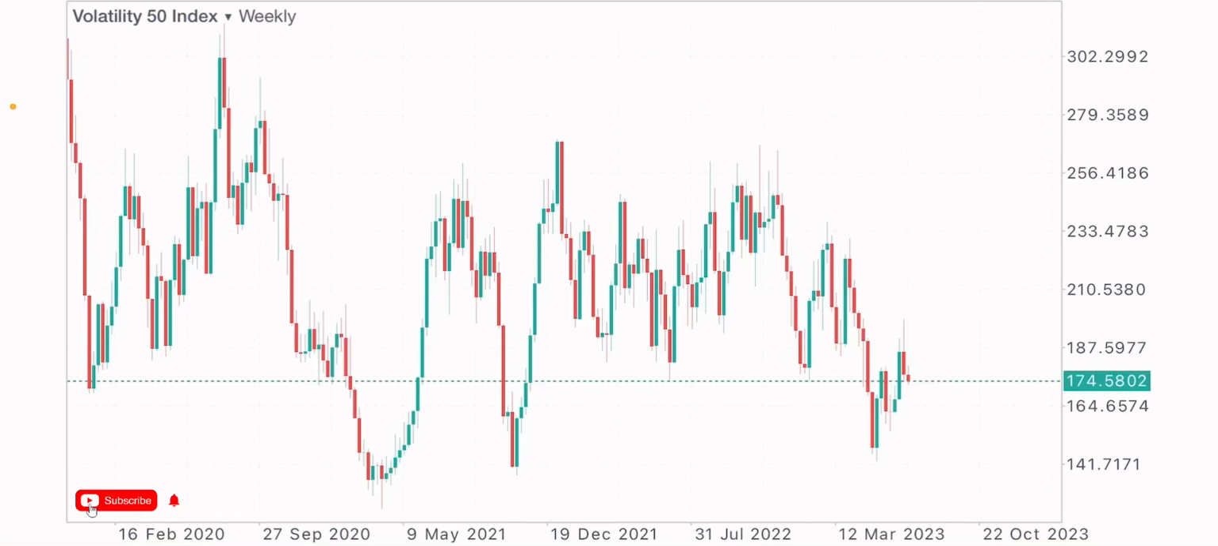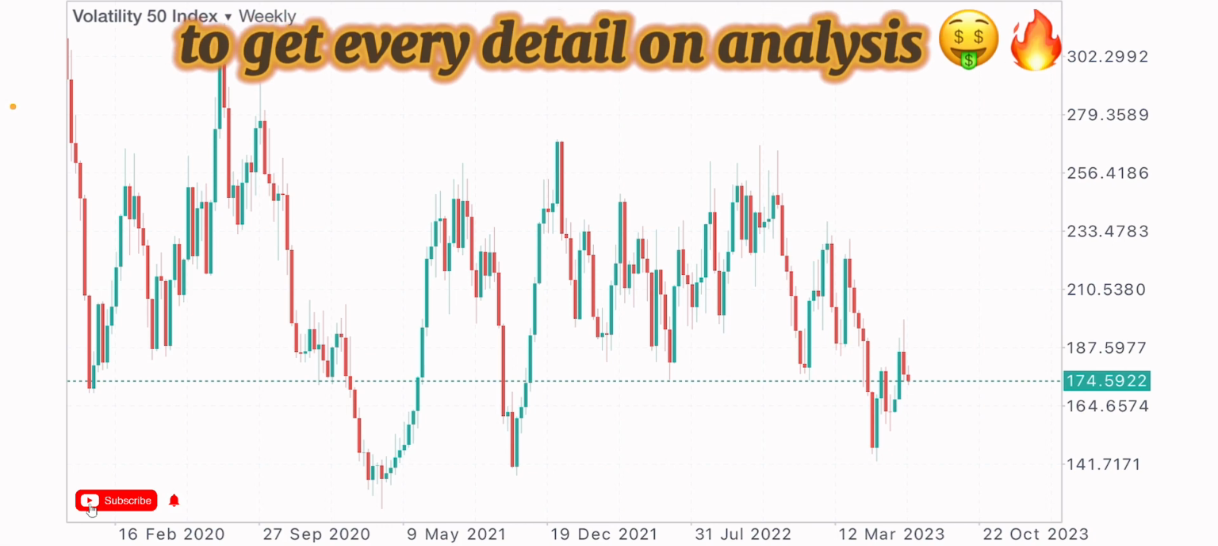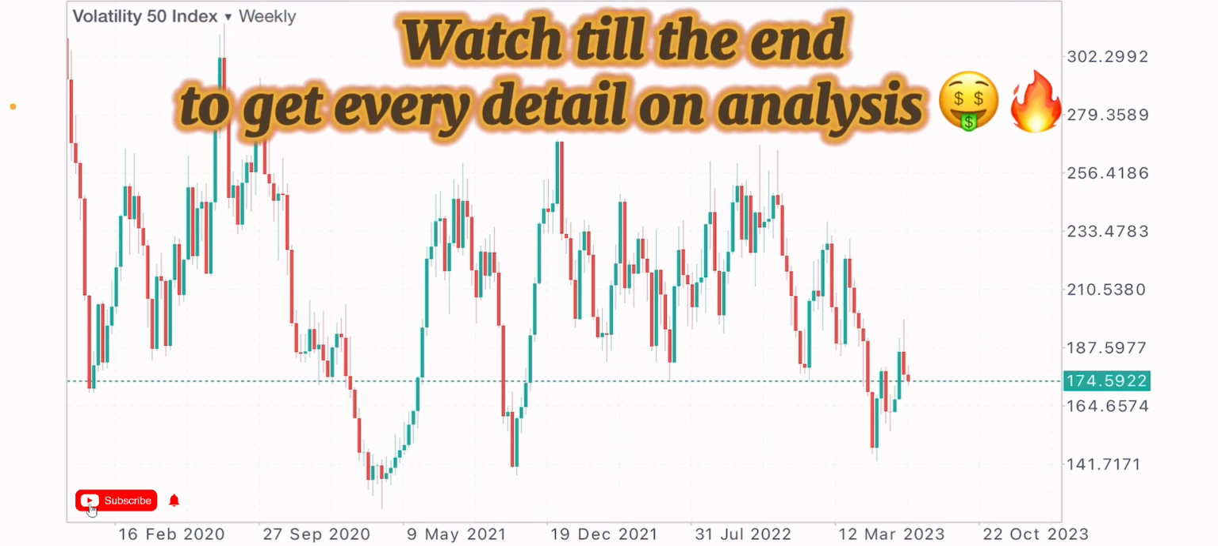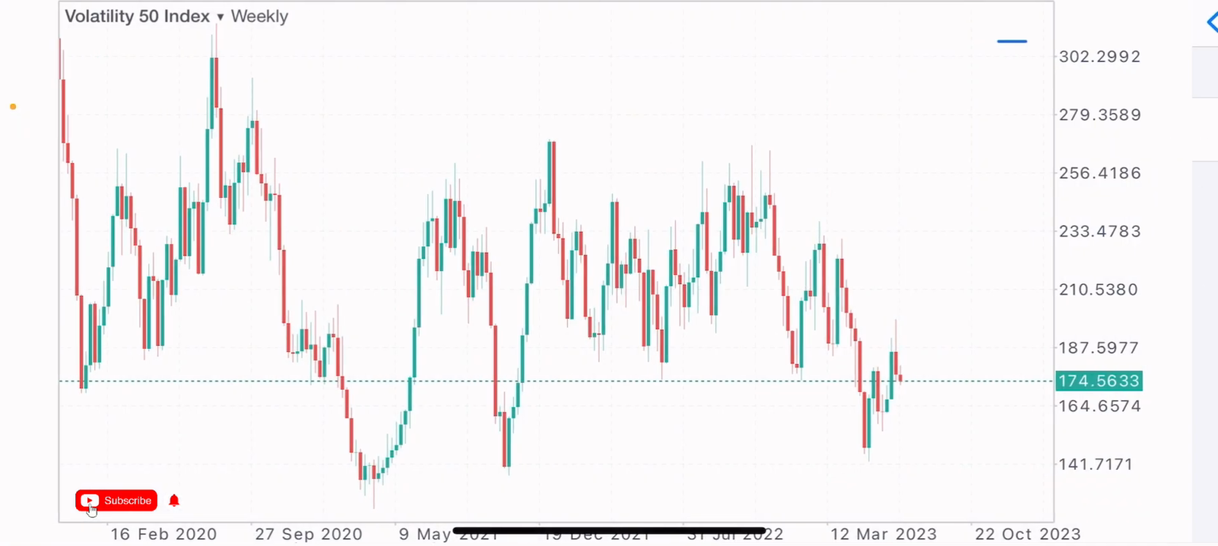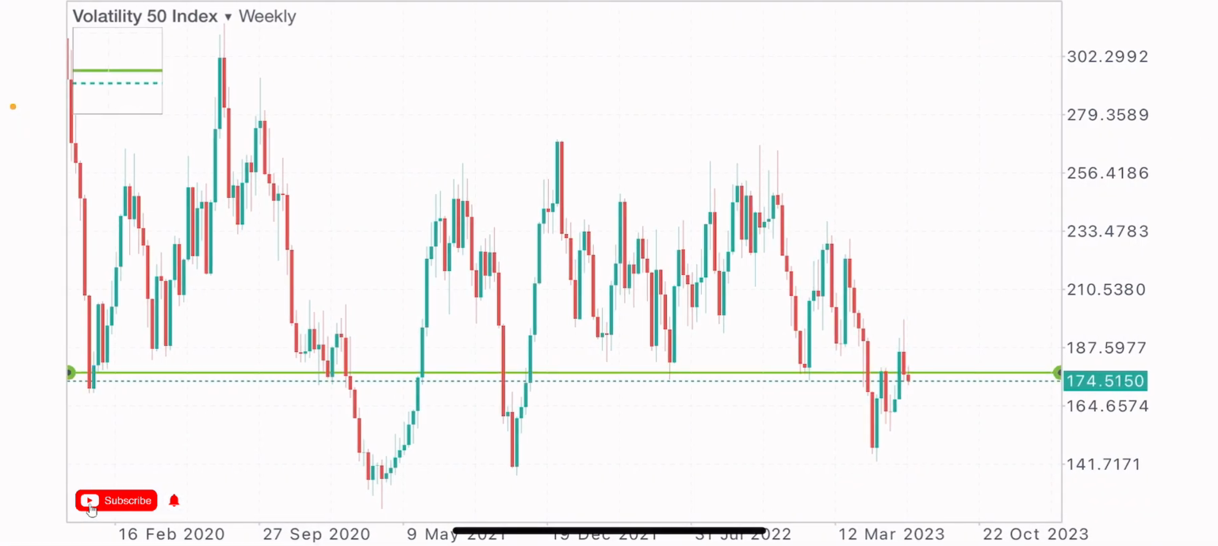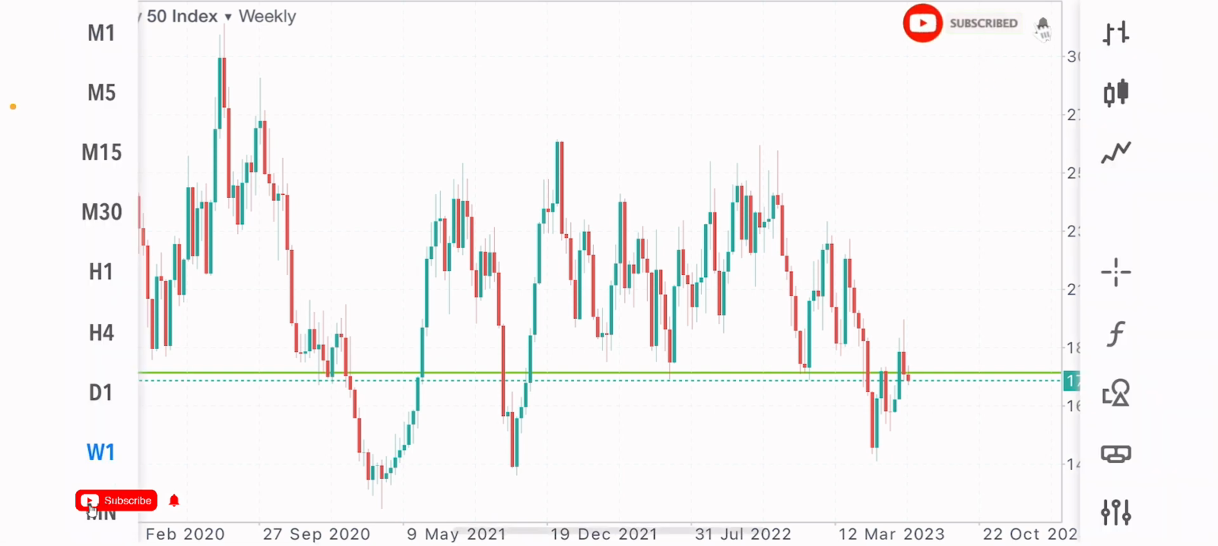Here we'll be analyzing the Volatility 50 index to see the market situation, to see if we could find any trade opportunity on it. On the weekly time frame, it's advisable to start from the high time frame so you can see the bigger picture of the market and the market direction, so we are able to identify our key zones and levels.